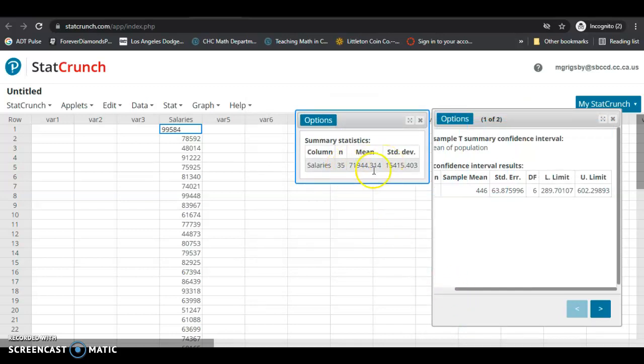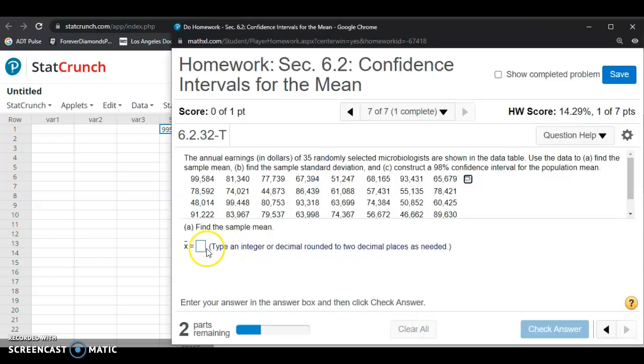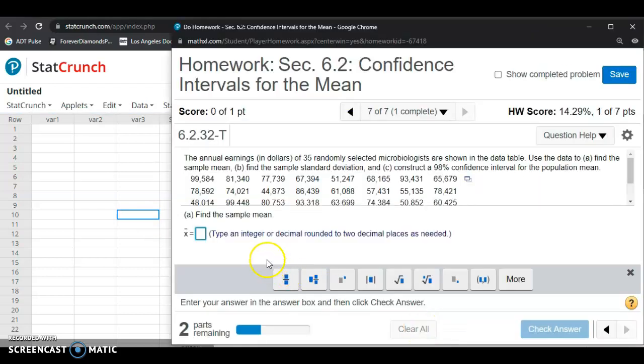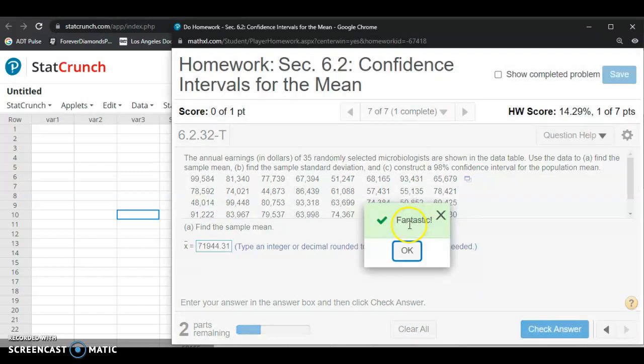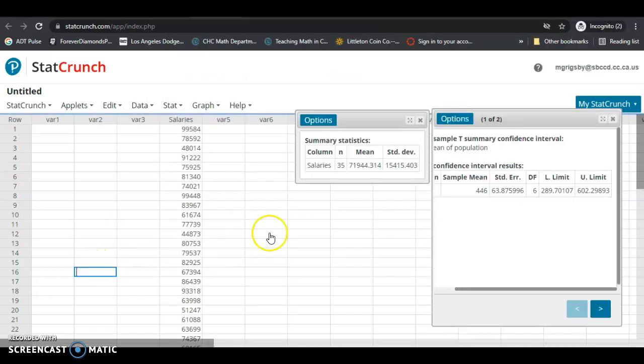This would be the mean of the sample, and this would be the standard deviation, and this is our sample size. We're going to round our answer to 2 decimal places. So to 2 decimal places, the mean would be 71,944.31. And then the standard deviation of our sample, also rounded to 2 decimal places, would be 15,415.40.